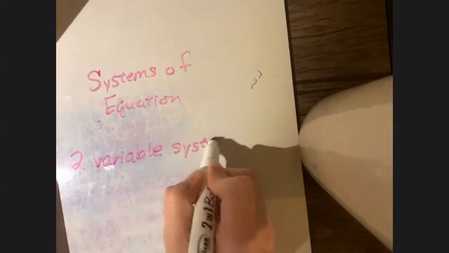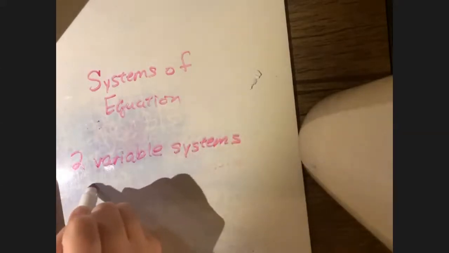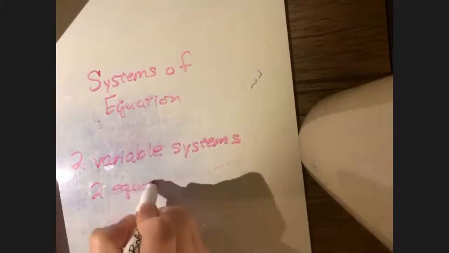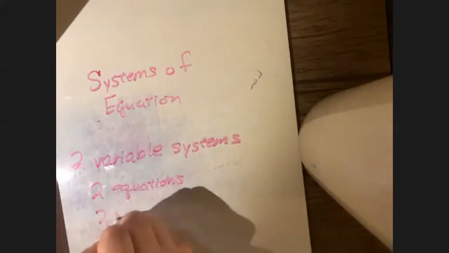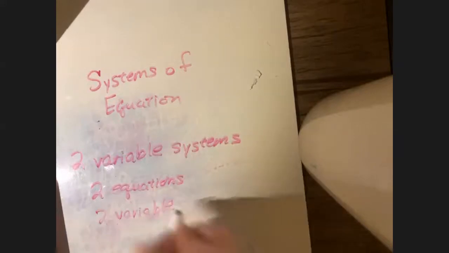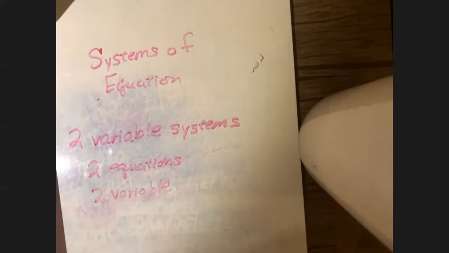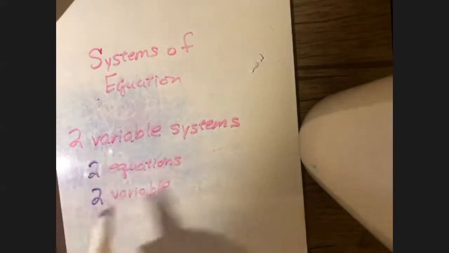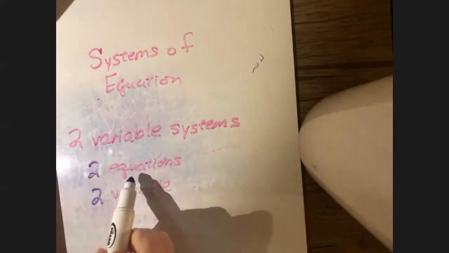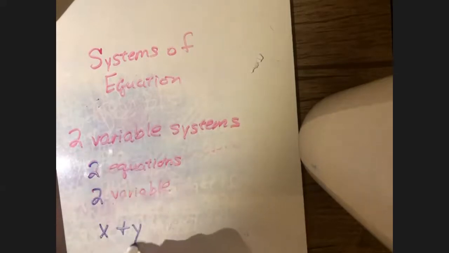Now, first thing is we're going to do two variable systems. What that basically means is we're going to have two equations and two variables. The general rule is the number of variables that you have, so the number of letters, needs to be the same as the number of equations. So if I'm going to be dealing with x and y, I need two equations so that I can figure out the value of x and the value of y, okay?